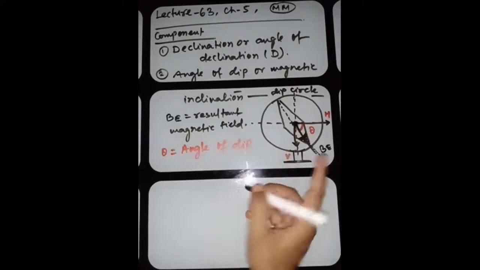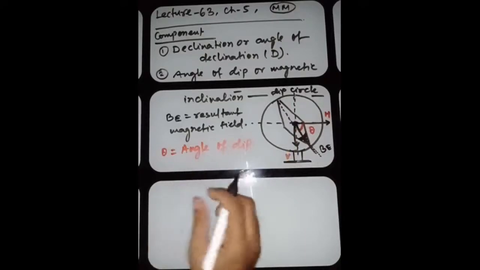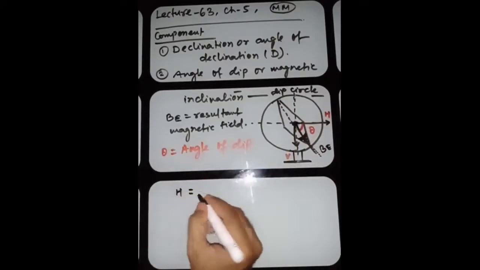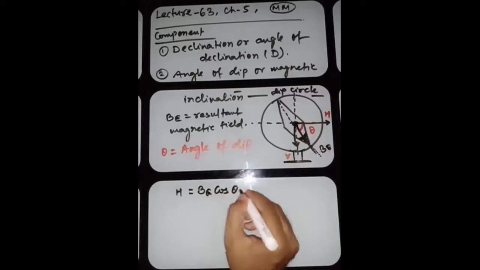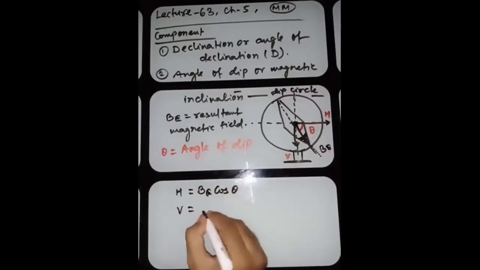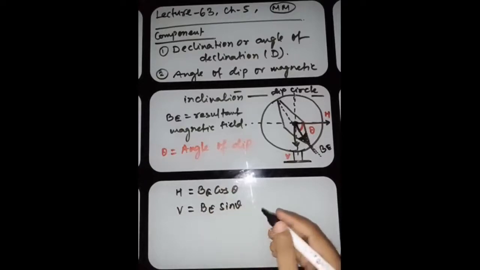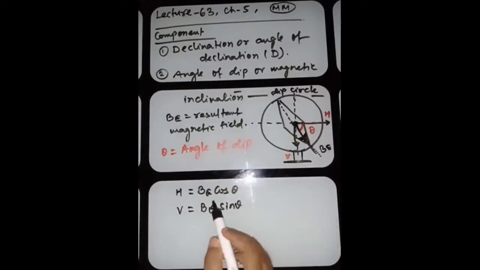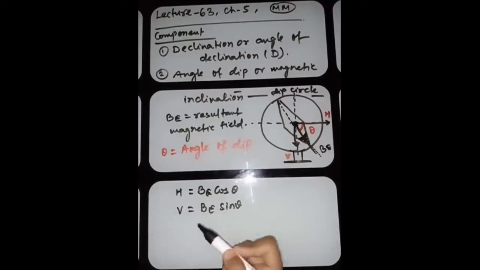It is measured by the dip circle. The horizontal component can be written as BE cos theta, and the vertical component can be written as BE sin theta. If you wish to find the value of the net or resultant magnetic field somewhere, and the horizontal and vertical components are given, then you can find the value.